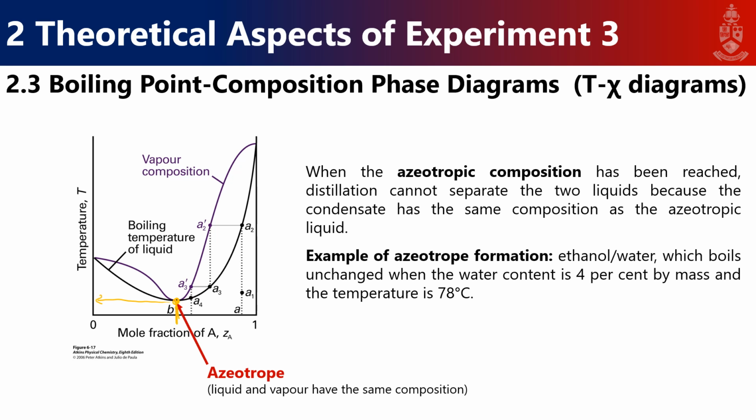When the azeotropic composition has been reached, distillation cannot separate the two liquids because the condensate has the same composition as the liquid. An example of that, for water and ethanol, is a boiling temperature of 78 degrees Celsius and a water content of 4% biomass. So please look out for that. You will also be requested to determine the composition and the temperature of the azeotrope in your experiment.